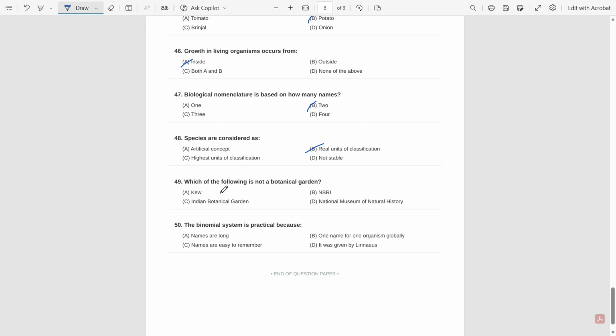49. Which of the following is not a botanical garden? A. Kew, B. NBRI, C. Indian Botanical Garden, D. National Museum of Natural History. D. Why a museum preserves dead specimens. Botanical gardens grow living ones. 50. The binomial system is practical because A. Names are long. B. One name for one organism globally. C. Names are easy to remember. D. It was given by Linnaeus. B. Why its primary benefit is the elimination of confusion caused by local vernacular names.